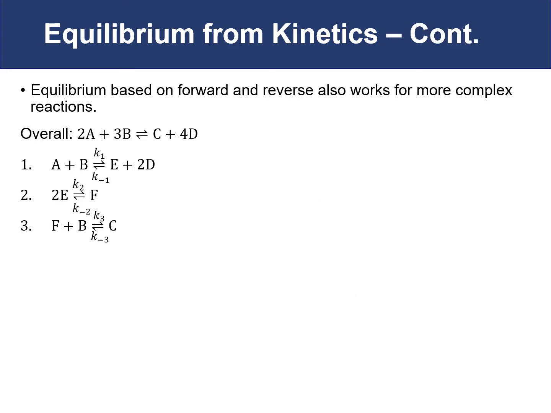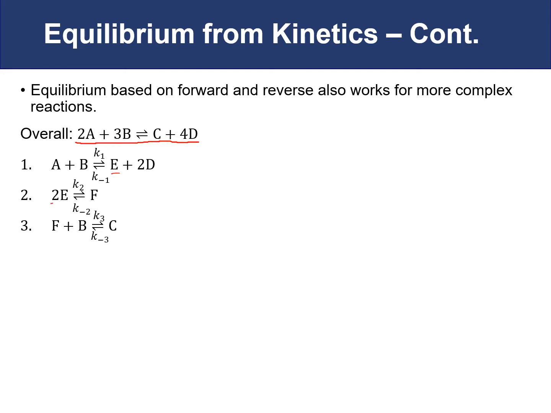We can do the same process for a mechanism that contains multiple steps, each step of which needs to be able to establish an equilibrium. So let's say that we are looking at our overall reaction of 2A plus 3B goes to C plus 4D. And let's say for argument that the proposed mechanism is 3 steps. The first step, part 1, is 1A plus 1B goes to E plus 2D. The E then goes and participates in step 2.